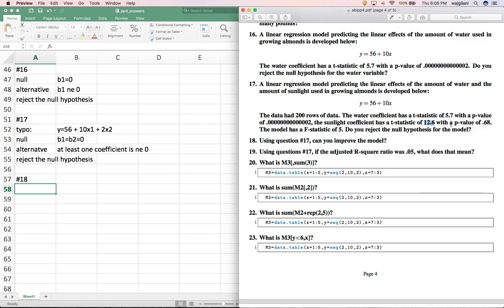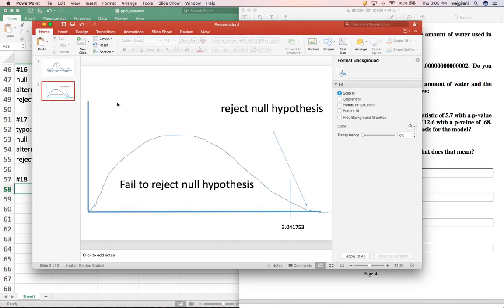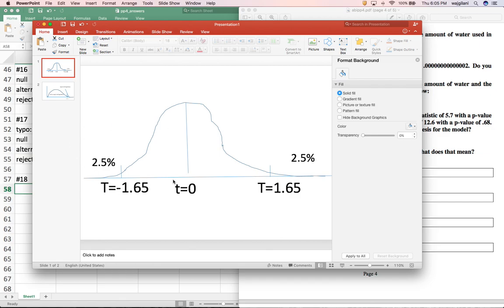But it has a p-value of 0.68. That's 68%. 68%, ladies and gentlemen, puts you where? It puts you in this huge area of the probabilities. Remember, the probabilities in these tails, from this point onward and from that point onward, are 2.5% each. If you have a value at 68%, it's got to be somewhere over here. Therefore, it's not in the rejection regions, it's in the fail to reject the null hypothesis region.